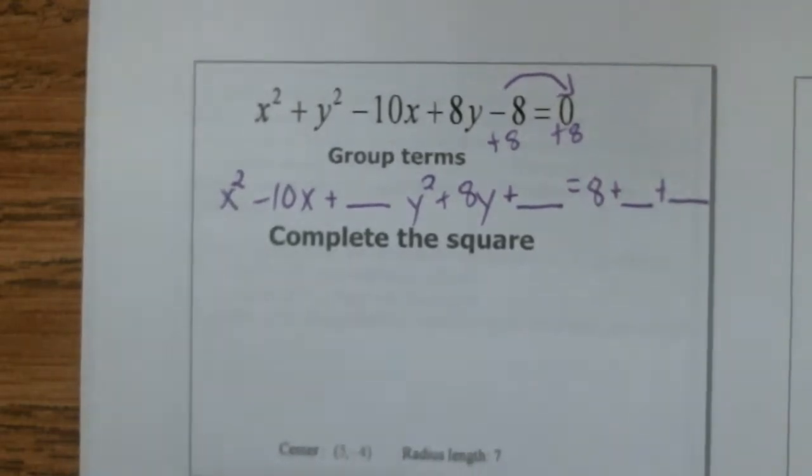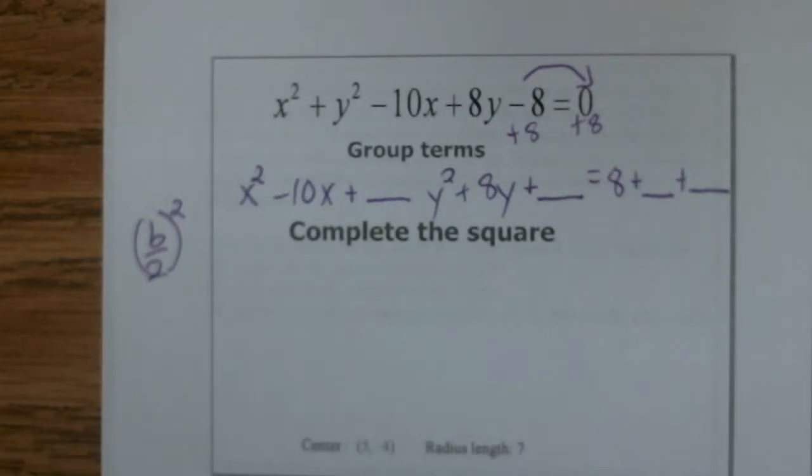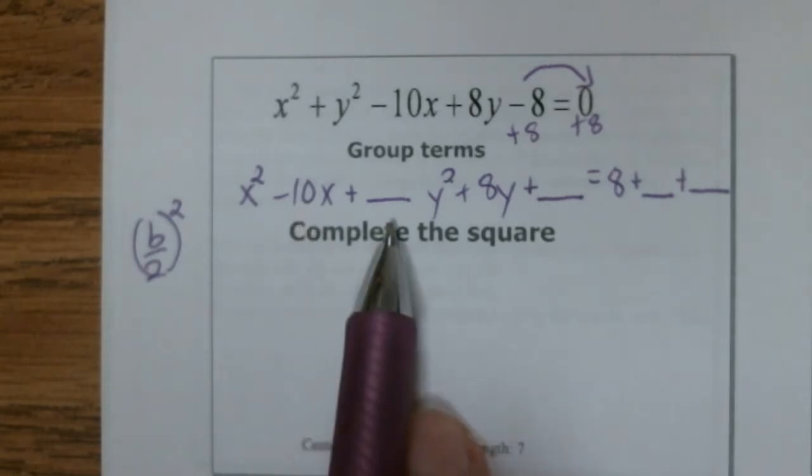A piece of candy for whoever can tell me what you do to complete the square. You have to remember, half of b, squared, completes the square. What is your b? It's this middle term right here. So I'm going to take half of negative 10, which is negative 5, and square that. Negative 5 times negative 5 is 25, so that's what goes in the blank.